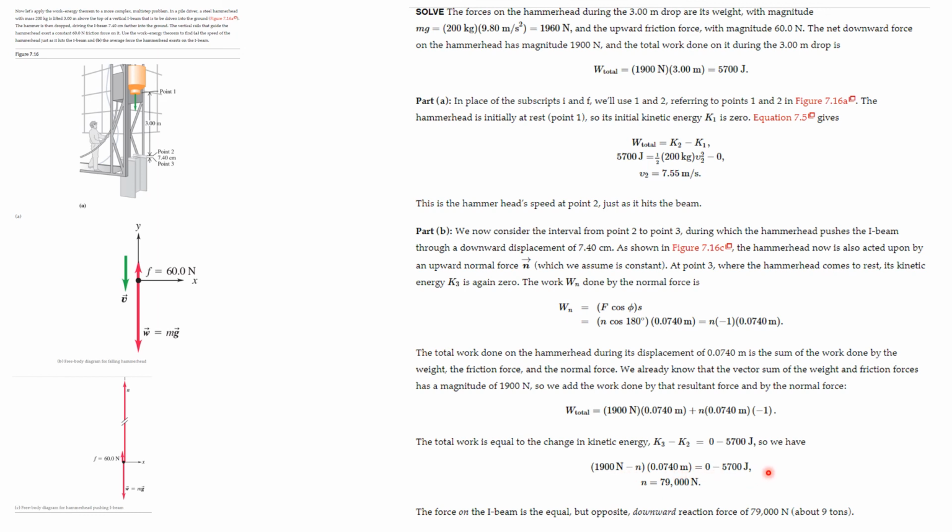So this is the work, and that means that we can solve this equation. You see, 1900 is just a number, and this is minus 5,700. The only thing we need to know is n, and so we solve for n. The force on the I-beam is equal to, but opposite, the force n, and that is going to be 79,000 newtons, and that's about 9 tons.